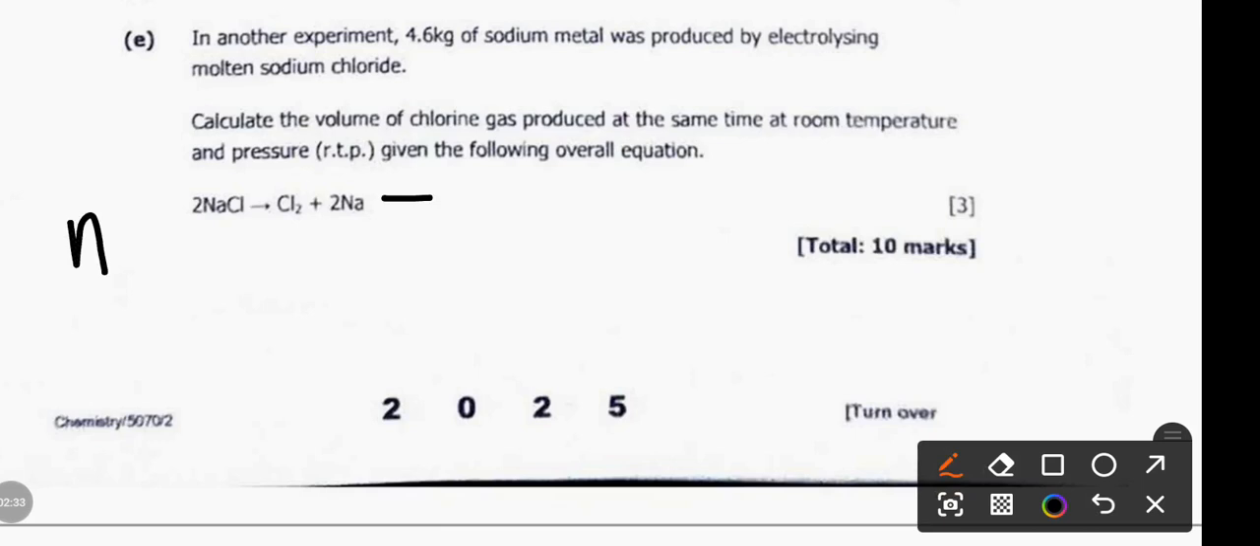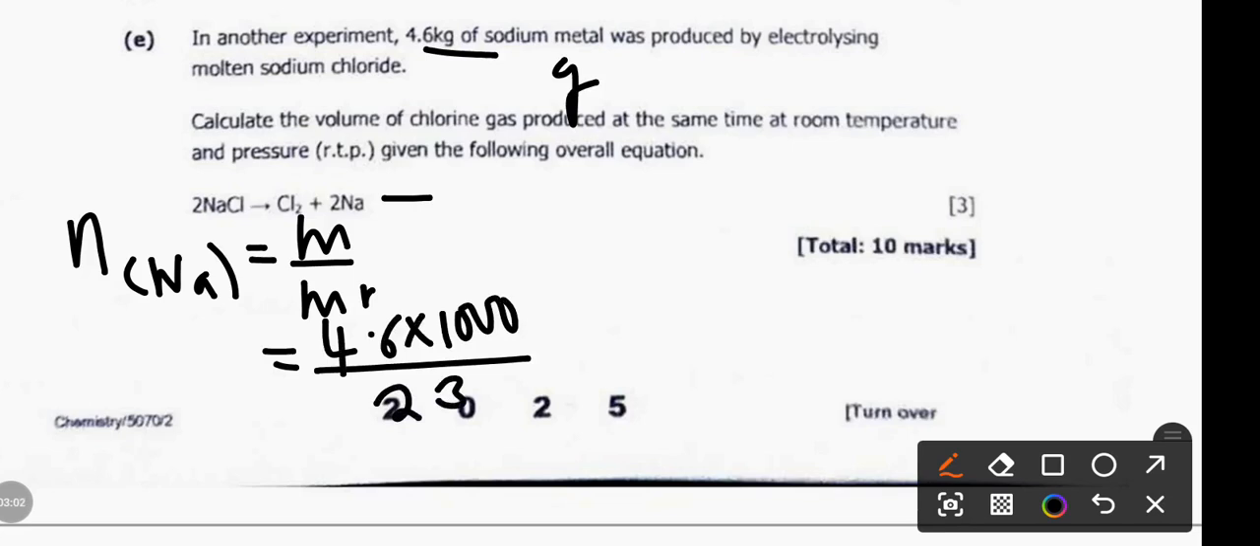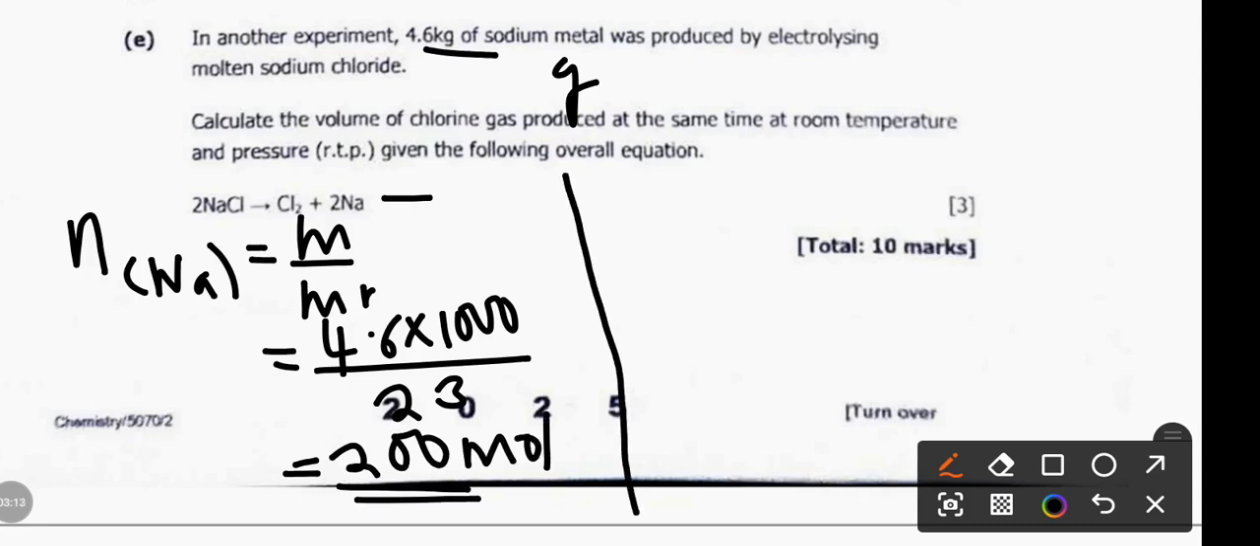Remember, number of moles, denoted by n, of sodium is equal to mass over the molar mass. The mass of sodium we're given from the question, it's 4.6 kg. But in chemistry, the units of mass that are used are grams. So we should multiply 4.6 by 1000 so that we get our mass in grams, over the molar mass of sodium metal, which is 23. Doing so will give me number of moles as being equal to 200 moles. Alright, so we're done with the first part.